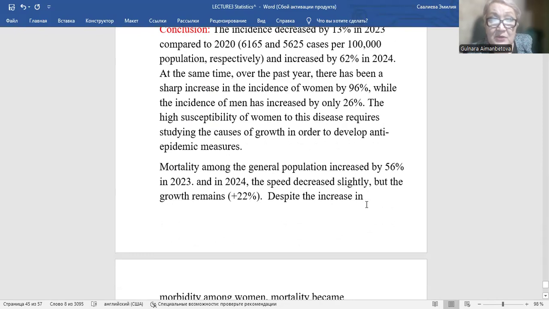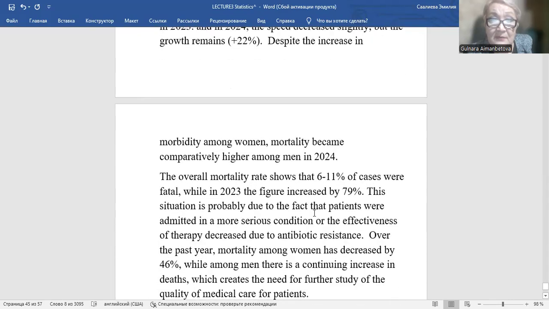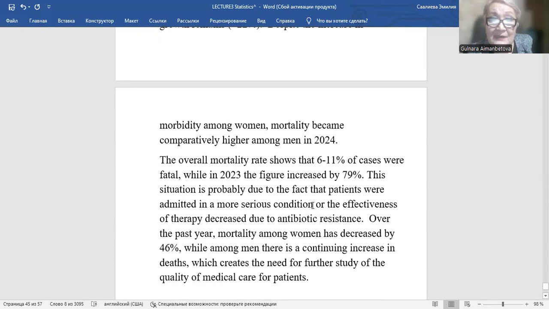Mortality among the general population increased by 56% in 2023, and in 2024 the spread decreased slightly, but the growth remains plus 22%. Despite the increase in morbidity among women, mortality became comparatively higher among men in 2024. Overall lethality rate shows that 11% of cases were fatal, while in 2023 the figure increased by 79%.